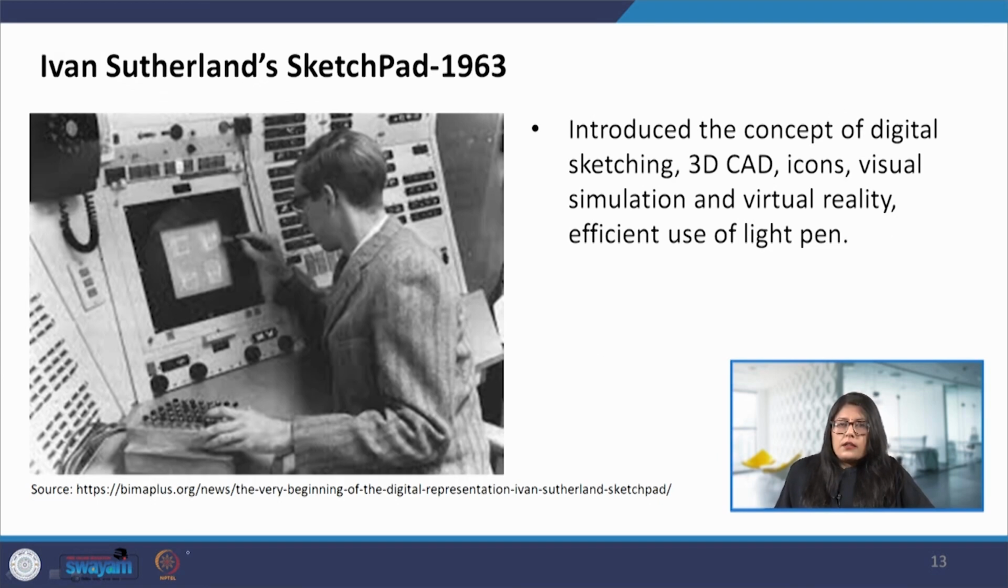Now, Ivan Sutherland is considered to be the creator of the 3D AutoCAD graphical interface, and he is the one who gave us an insight into areas such as visual simulation and also virtual reality, which is quite common nowadays. His PhD was on Sketchpad, wherein the commands given to the computer could now be given by sketching on this sketchpad, and this made the work very easy.